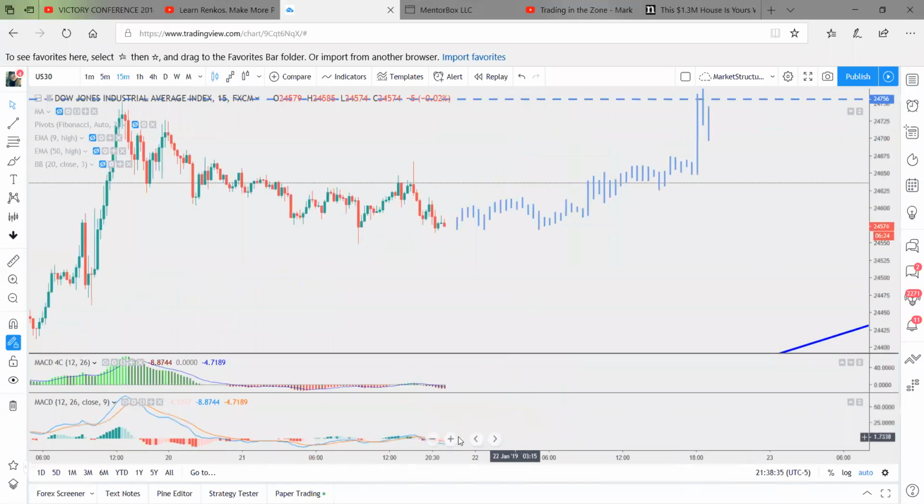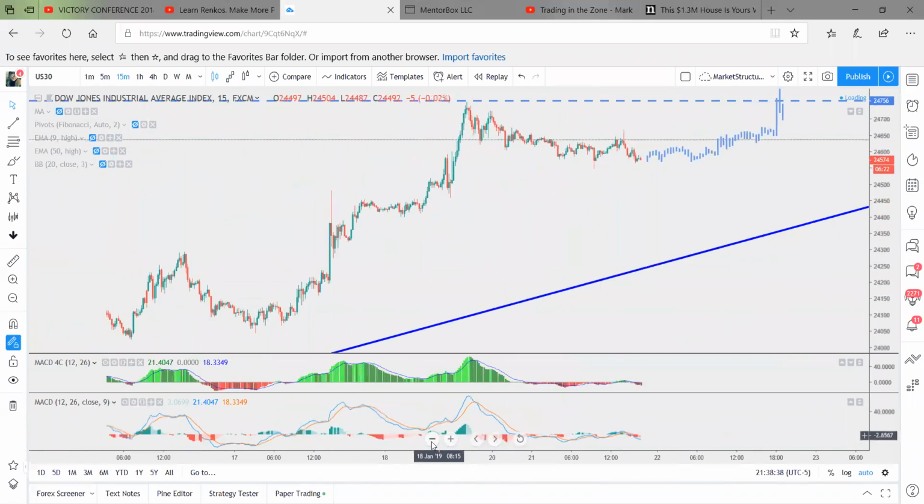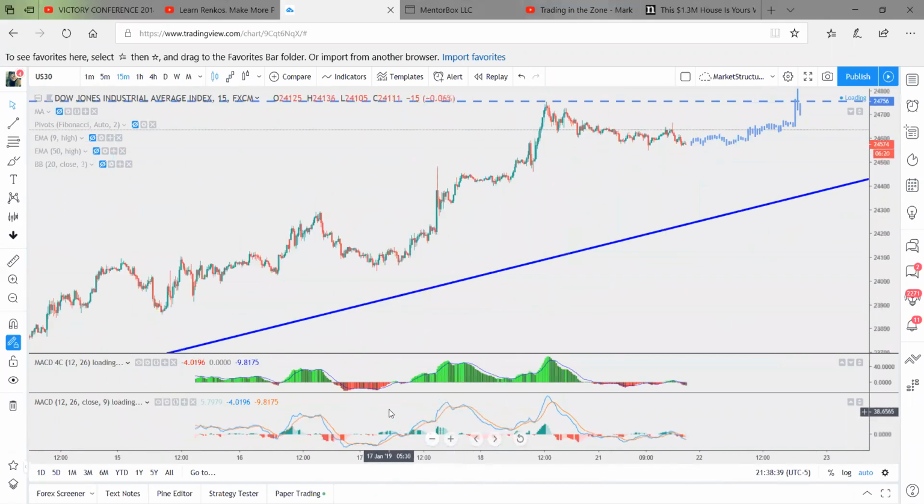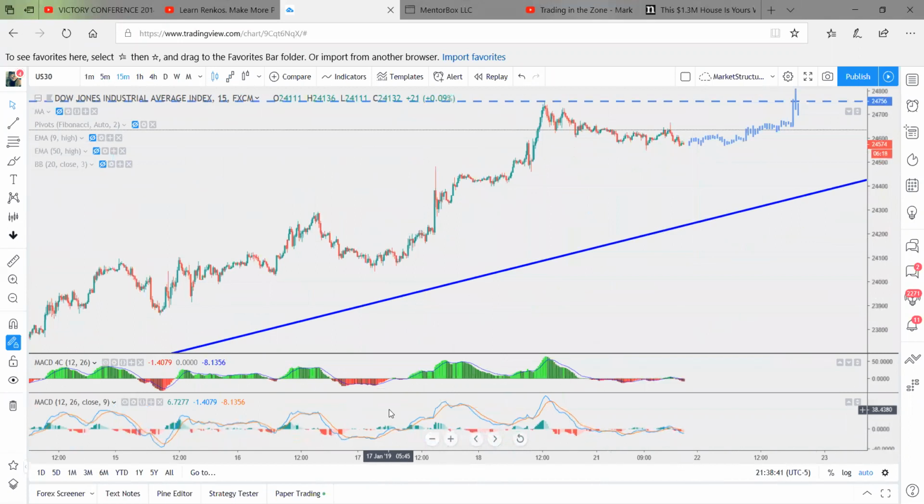What's the difference between those two MACDs? One is wave traders and one is, what's this thing we're using, TradingView?